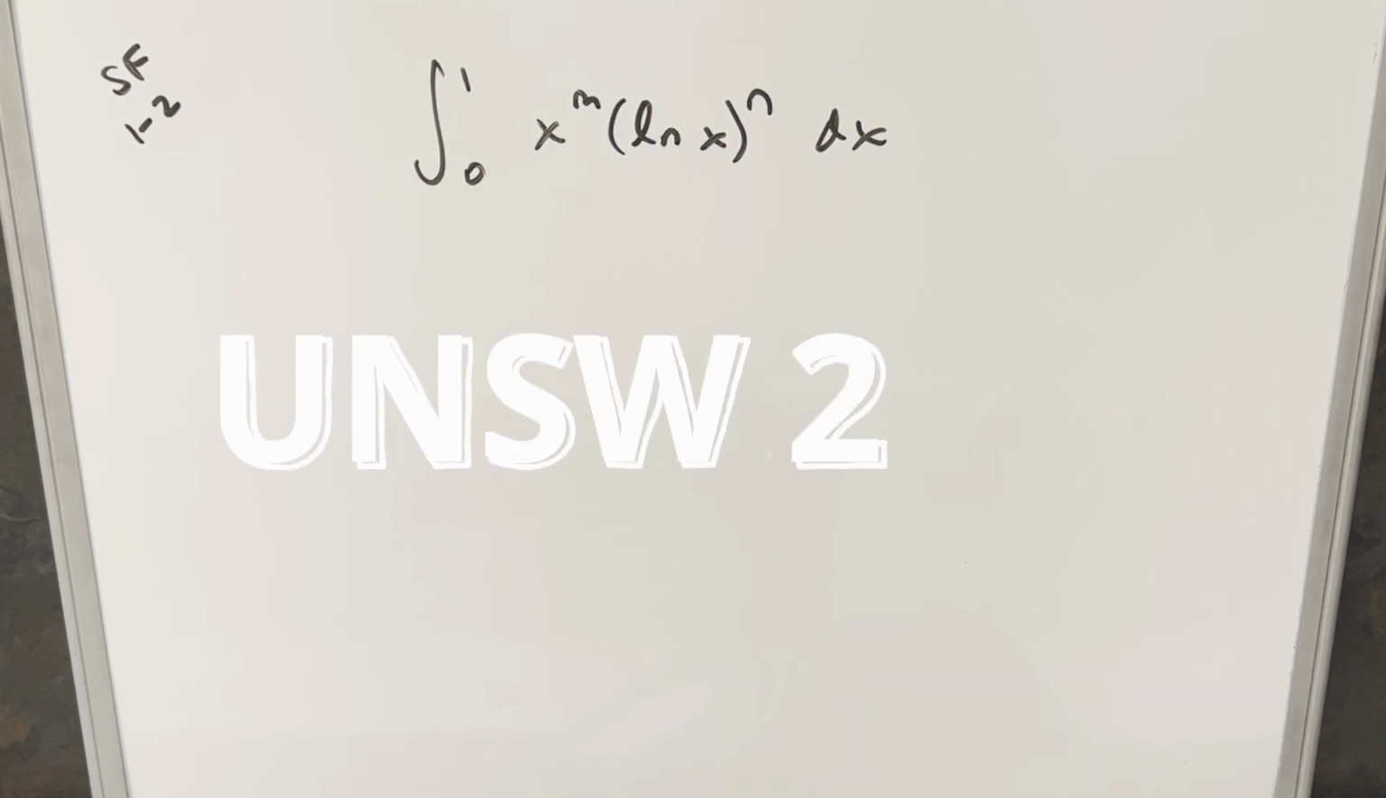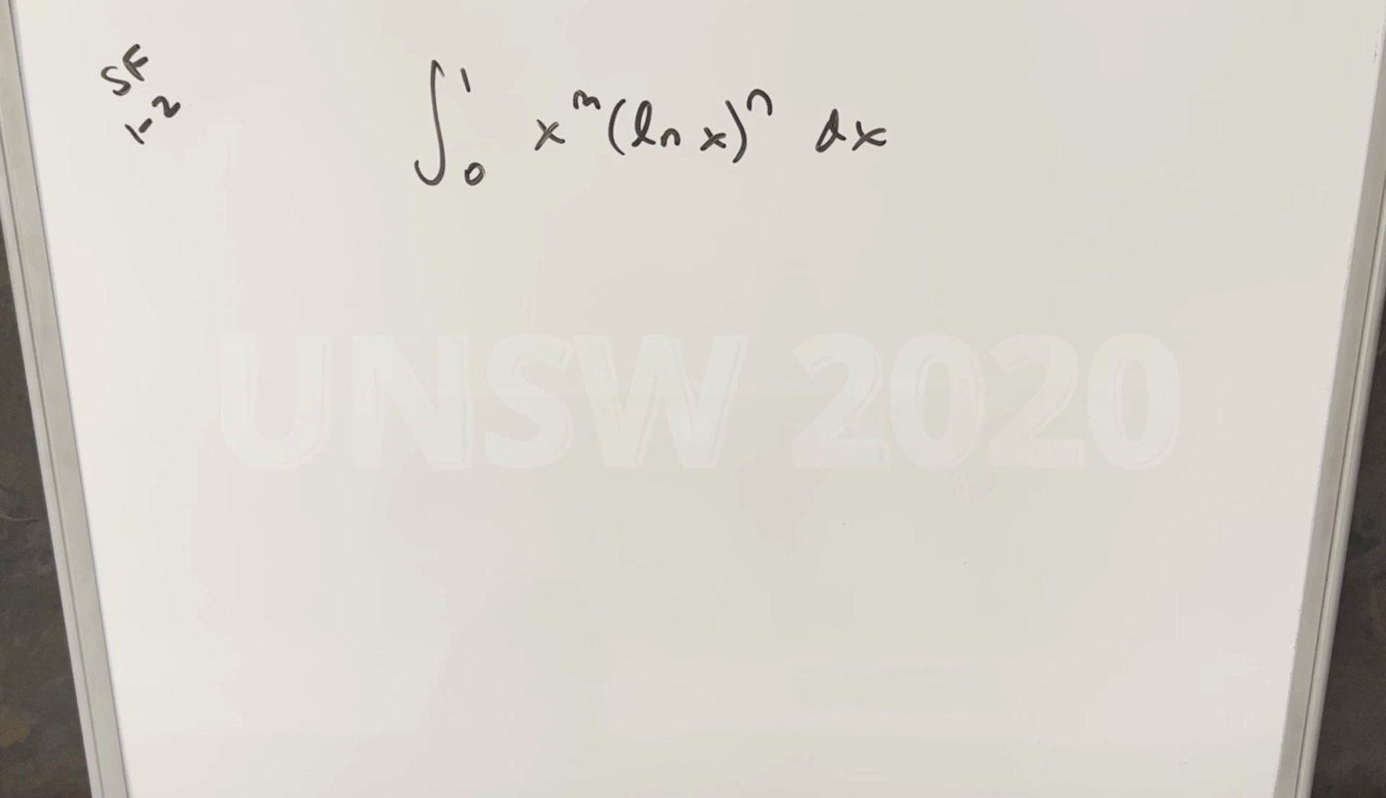Okay, we rotate another integral. This one's from the UNSW Integration Bee 2020 semifinals, round 1, problem 2. We have the integral from 0 to 1 of x^m (ln x)^n dx.